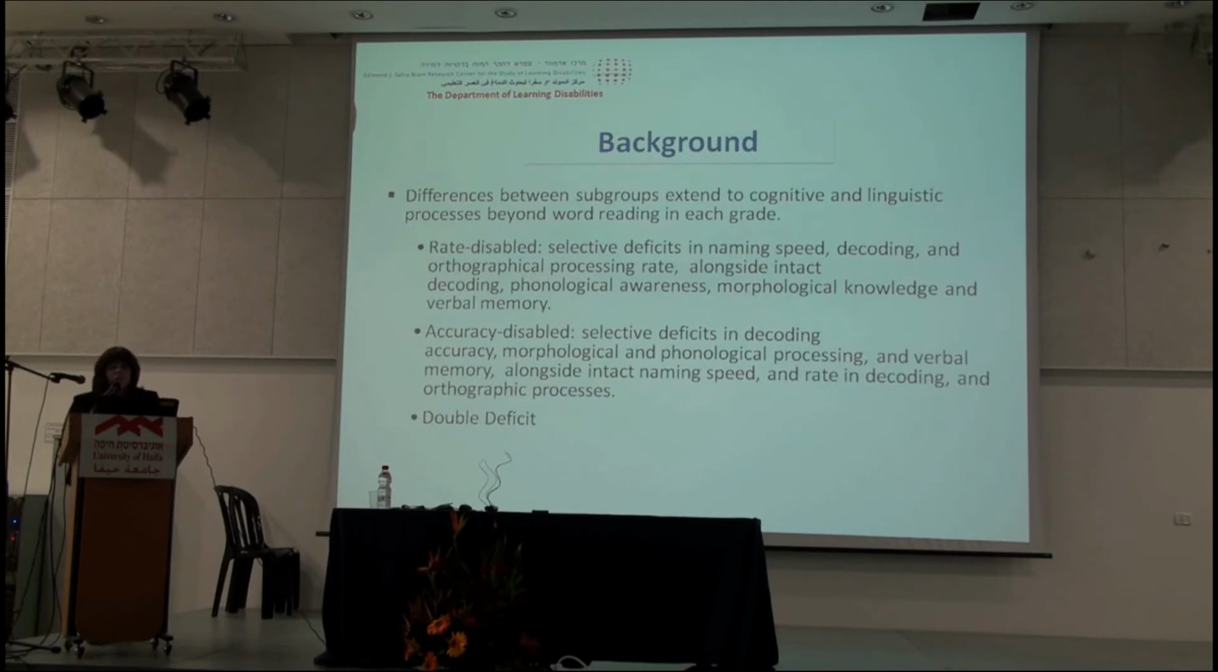So we saw that the differences between the subgroups extend to cognitive and linguistic processes beyond word reading in each grade, and rate disabled had selected deficits in naming, decoding, orthographic processing rate, alongside intact decoding, phonological awareness, morphological knowledge, and verbal memory. And the accuracy disabled had selected deficits in decoding accuracy, in linguistic variables, but not in naming speed.